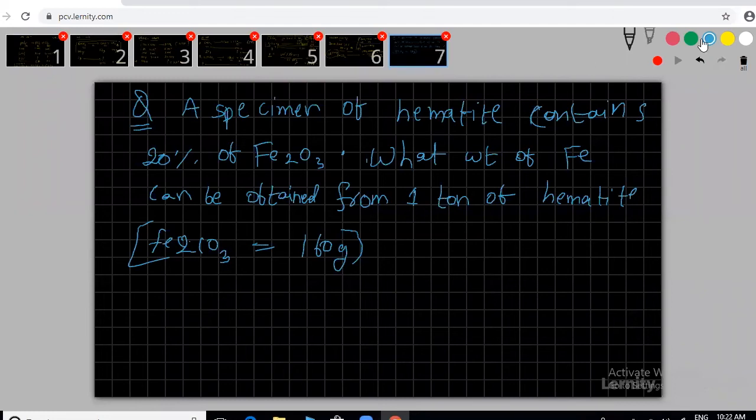Anyone done? What is the formula I wrote? Fe2O3 only. Anywhere I wrote wrong? No. Fe2O3 only, sir. Not Fe2CO3, only Fe2O3. Hematite formula is Fe2O3. Don't take C.